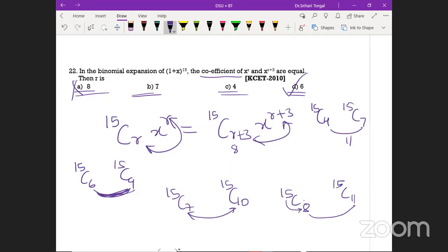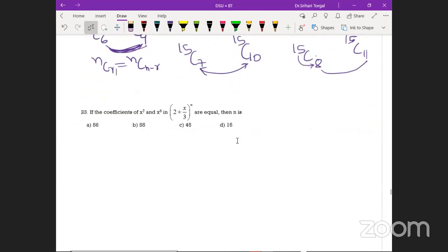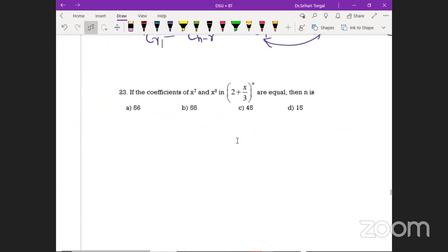Yeah, that is what I am telling. 15C6 and 15C9 both are same. Why? Using this, NCR is equal to NCN minus R. Using this formula. Try to solve this.